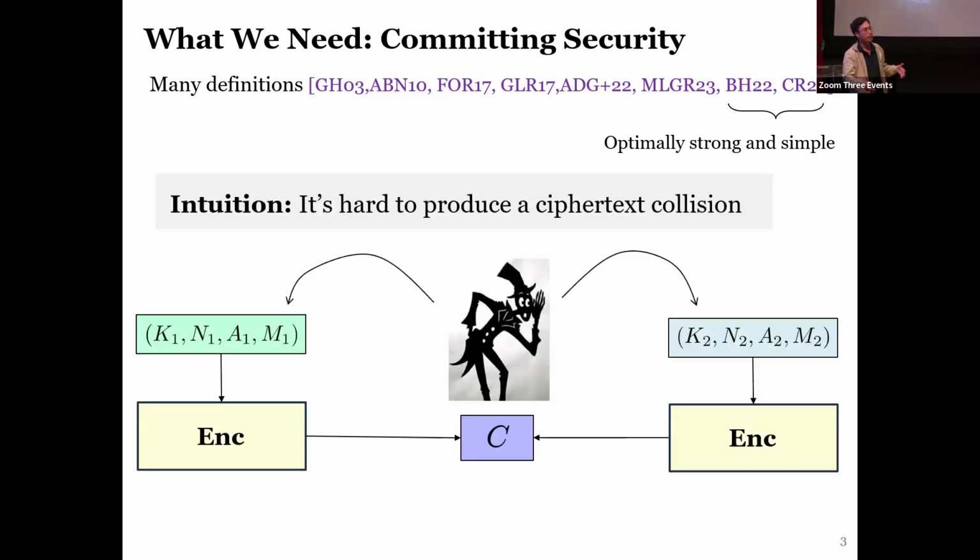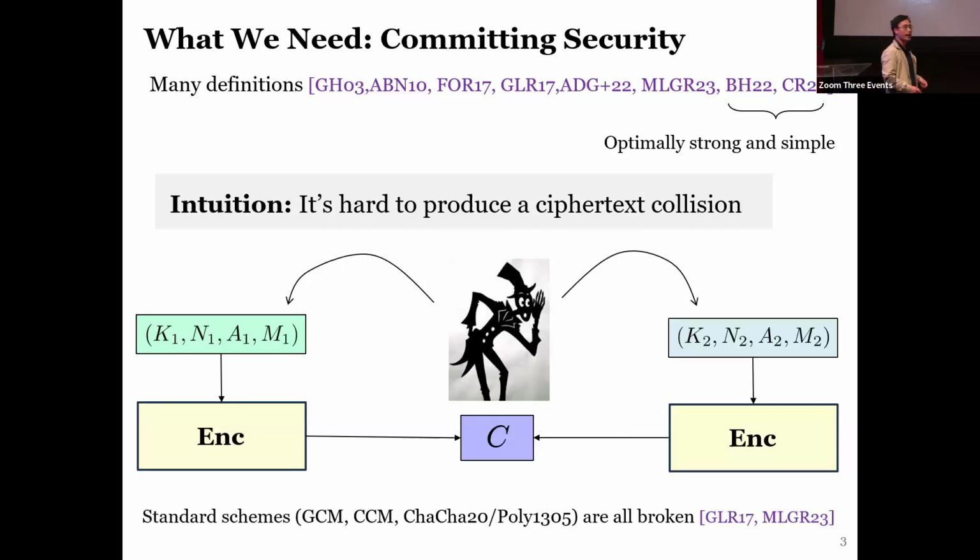Intuitively, committing security means that it's hard for the adversary to produce a ciphertext collision. At first glance, it seems to be a very natural requirement for encryption, but attacks show that popular AE schemes like GCM or CCM are all broken under this notion. In hindsight, it's not surprising. Modern encryption schemes are highly optimized, so if you pick a non-desired goal like committing security, it's not likely that they will support it.